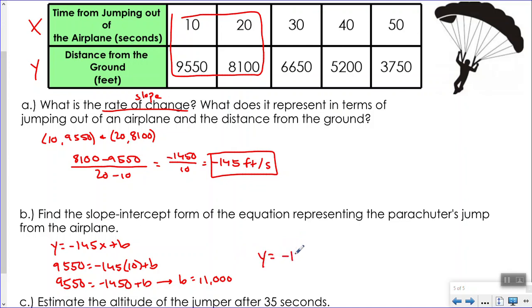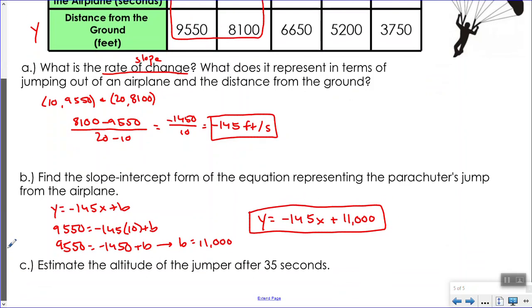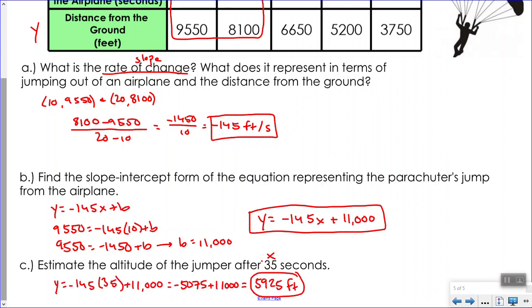So our final equation is going to be negative 145x plus 11,000. The last part that we want to do here is estimate the altitude of the jumper after 35 seconds. So this is an x-coordinate. Pause the video. See if you can solve it. So here we get an altitude of 5,925 feet.